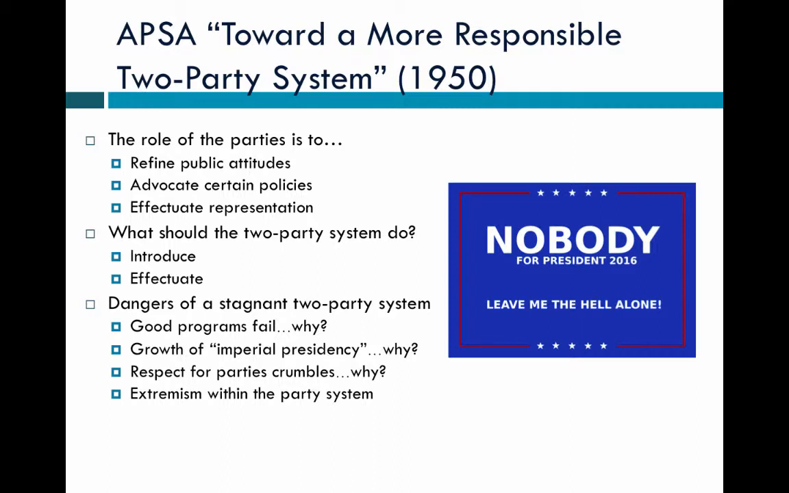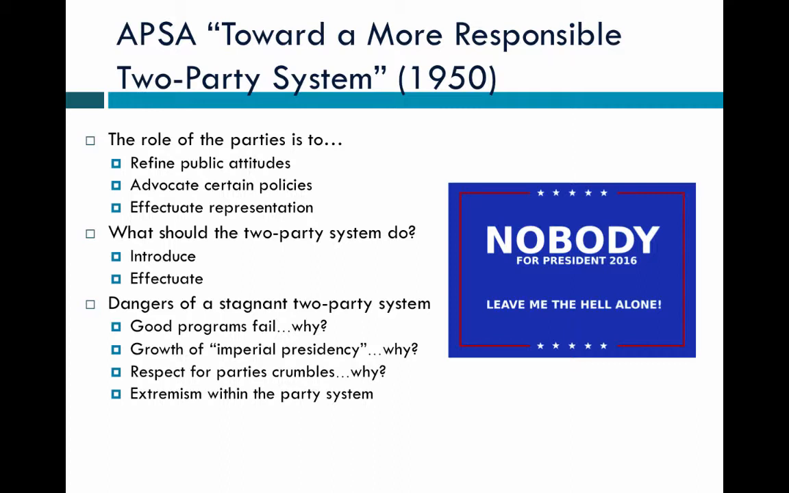And the two-party system should do two particular things. One is that the parties must be able to introduce policy programs, so think Lyndon Johnson and his Great Society, or FDR and the New Deal. And two, parties must be able to actually effectuate such programs, that it's not enough to introduce them, they have to be able to effectuate them.